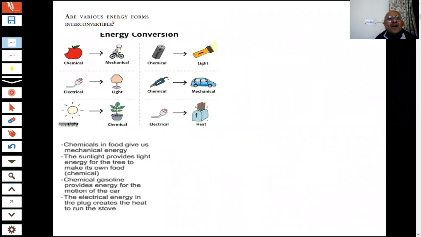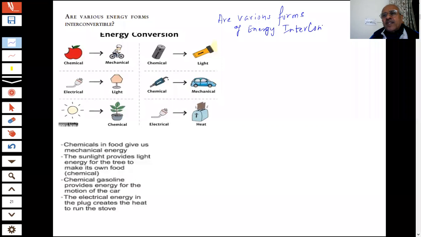Okay, students, you know that there are various forms of energy. Are the various forms of energy interconvertible? That is my question. Question is to you, are various forms of energy interconvertible? Yes or no? Answer the question, students. 30 seconds. Can you convert one form of energy into another, student? That is our question.